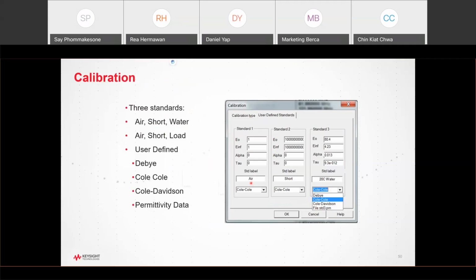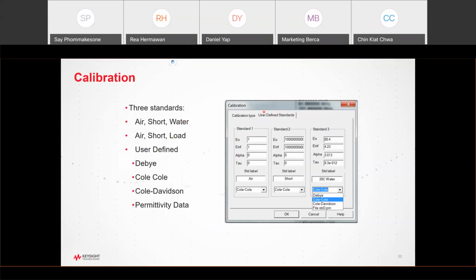The calibration is really simple. The calibration standards can be air, like an open air, short, which come with the dielectric probe kit, and water. Water needs to be distilled water, so that way we know its characteristic, as water is well known, and even at a different temperature, we can put in the temperature as well. Or if you have a load, you can use that as well.